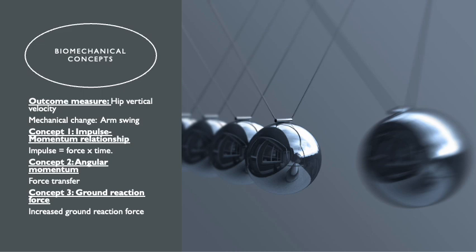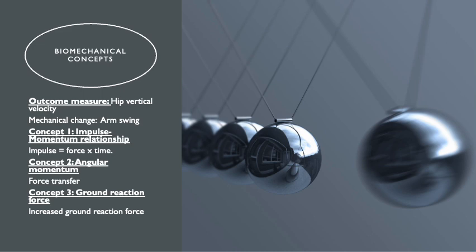Concept 1. Impulse is the change of momentum of an object when force is applied over time. During a counter-movement jump, there is a relationship between impulse and momentum. An increase in force or an increase in force applied over time correlates to a greater impulse. A greater impulse results in an increase in momentum. This results in a greater vertical velocity. The addition of the exaggerated arm swing during the movement causes an increase in momentum, impulse, and therefore vertical velocity at the hip.